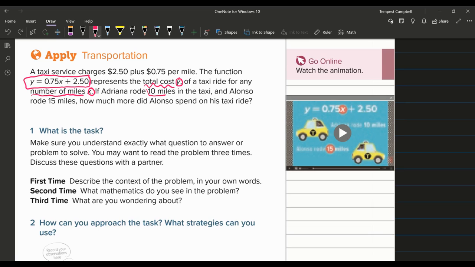If Adriana rode 10 miles, so since x equals our miles, we know x equals 10, and Alonzo rode 15, so Adriana is our 10, and then Alonzo is when x equals 15. We're asked how much more did Alonzo spend on his taxi ride. So we have to plug our x values into our equation and then compare our total costs.